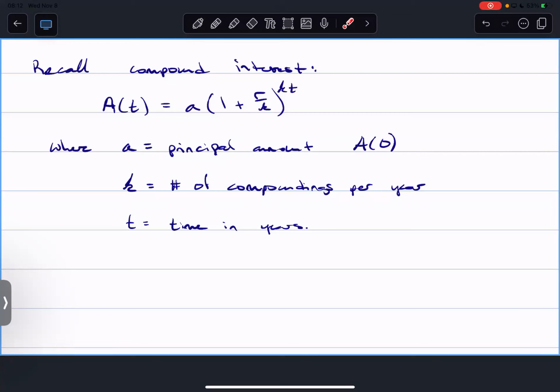Semi-annually, twice per year, then K is 2. There's some go-to kind of Ks that we use. We can break it down to monthly, right? Then K would be 12, right? How about daily? K would be 365, right? So notice how K is increasing the more often you're compounding, okay?